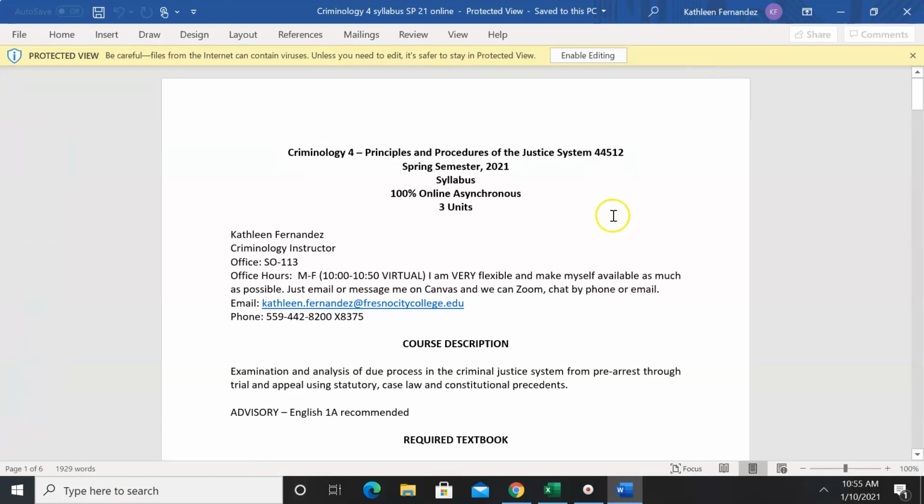So Crim 4, this is the class, Principles and Procedures of the Justice System. Obviously you can read it. I'm not going to read the whole thing to you. This is the course number. This is our spring semester. It is 100% online and asynchronous. So I'm going to explain all that. You probably already know, but just for clarity purposes, I'm going to explain what asynchronous means versus synchronous. And then it's 3 units.